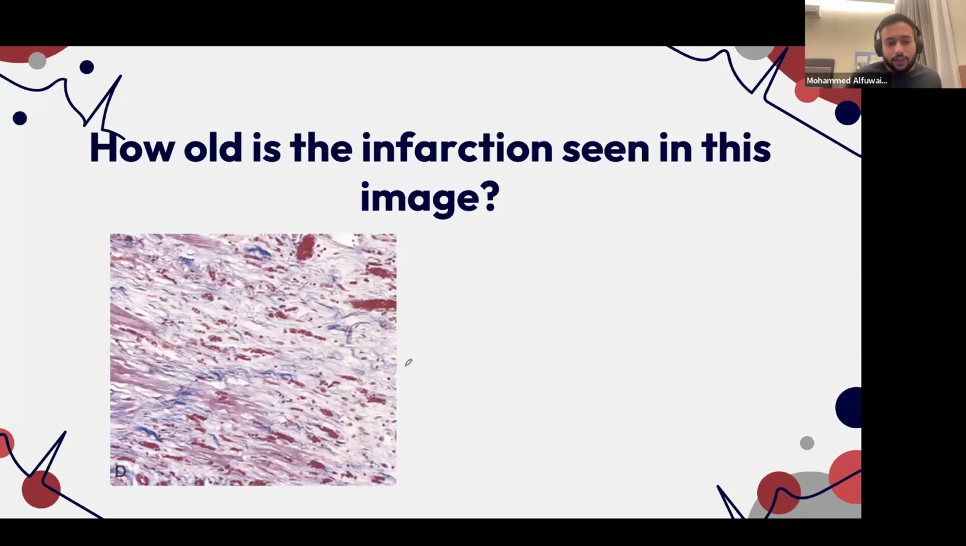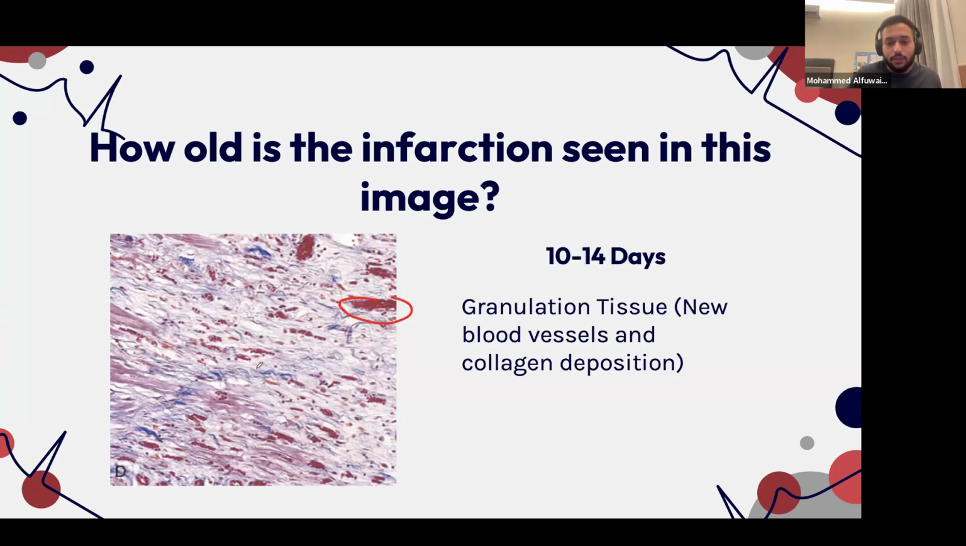Now, how about this infarction? Up to 2 weeks. Good. And granulation tissue. Excellent. Granulation tissue is basically newly formed blood vessels. You can see the vascularization that's happening and fibrosis. That's slowly occurring, or collagen deposition. That's why it's granulation tissue. So that is 10 to 14 days.